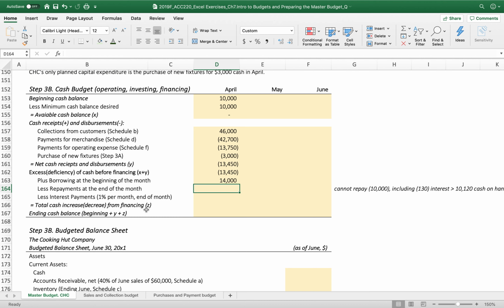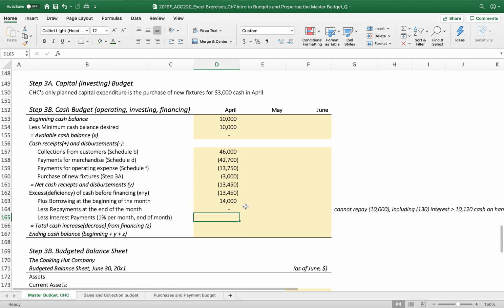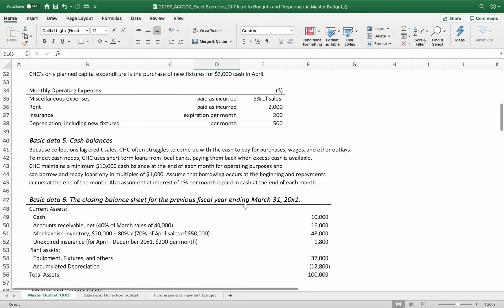And then let's look at repayments at the end of the month. There's no payment, because when they borrow, this is zero. When they borrow $14,000, maybe they have $550 on hand, but this is not the amount to repay, because again, when you come back to the information, the borrow and repay loans only in multiples of $1,000.